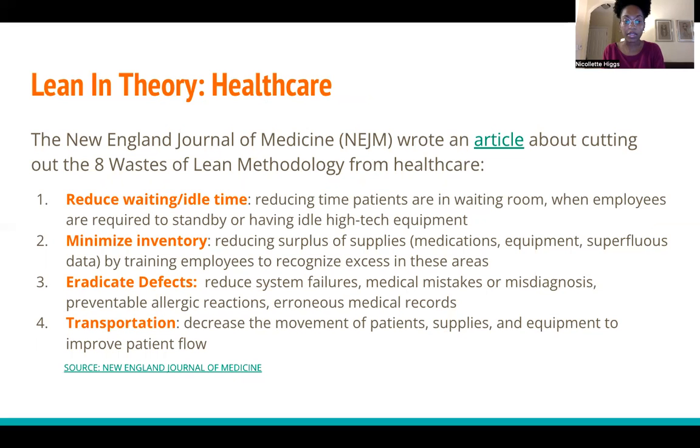Number two is to minimize inventory, reducing surplus of supplies like medication, or entering extra data that's not needed for a patient. And this is to help train employees to recognize excess in these areas. Number three involves eradicating defects like reducing system failures or medical mistakes or misdiagnoses or erroneous medical records. Number four is to reduce transportation. So this is decreasing the movement of patients, supplies, and equipment around the hospital.